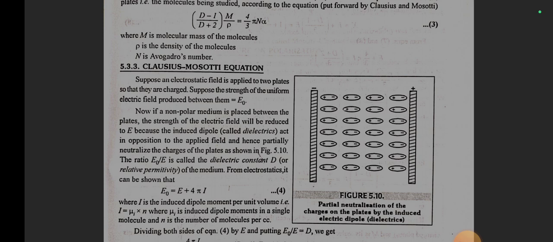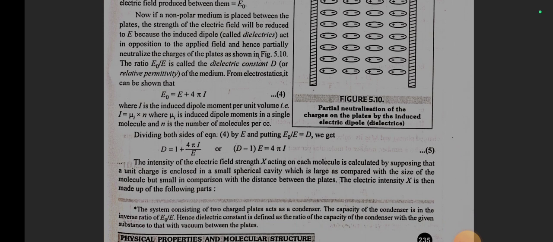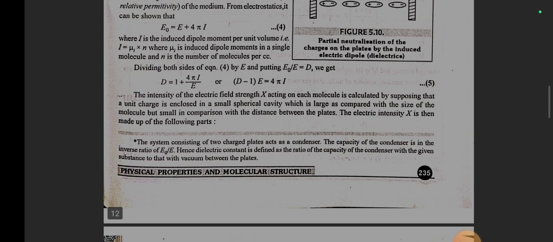From electrostatics, it can be shown that E0 = E + 4 pi I, where I is the induced dipole moment per unit volume, that is I = mu I times n, where mu I is the induced dipole moment in a single molecule and n is the number of molecules per cc. Dividing both sides of equation 4 by E and putting E0/E = D, we get D = 1 + 4 pi I/E, or (D - 1) times E = 4 pi I.